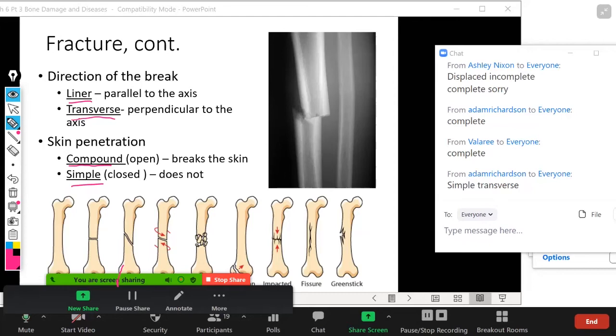Simple and transverse, you got it. So it's simple. You can see the ghost of the skin around, and you can see it's not really penetrating the skin, so it would be simple. And it's transverse. It's running along the transverse plane. A linear break would be running along the line of the bone, so maybe a crack like that would be linear. This is definitely a transverse. All right, good.